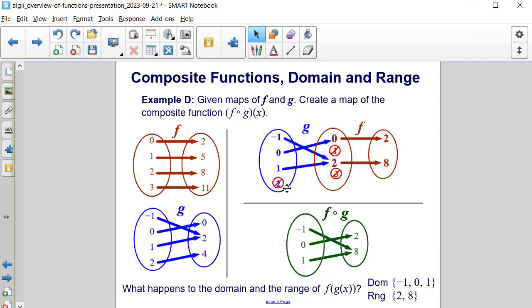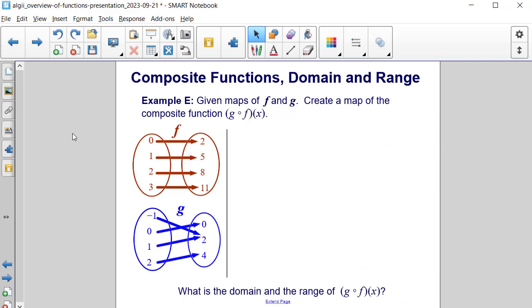And here are the solutions to example D. It does verify the solutions that we found, that the updated domain is only from -1, 0, and 1 to 2 and 8, and here's how the mapping works for each set of points, and the domain and range become smaller. The domain for f of g of x now includes the inputs of -1, 0, and 1, and the range only includes the outputs of 2 and 8.